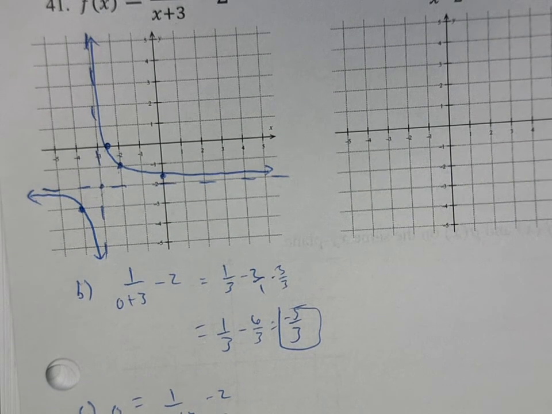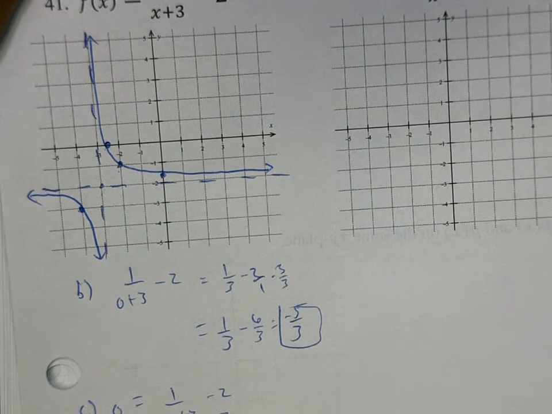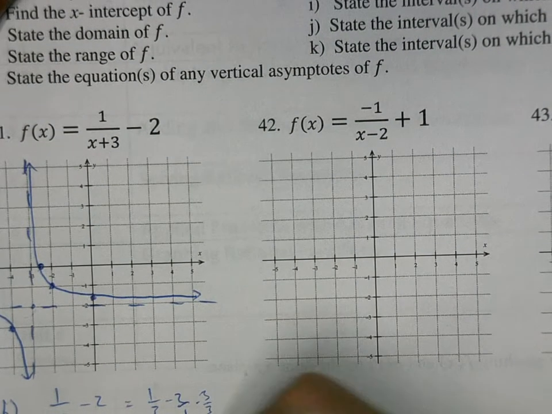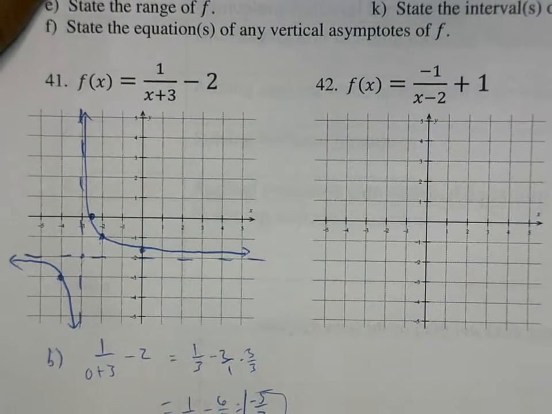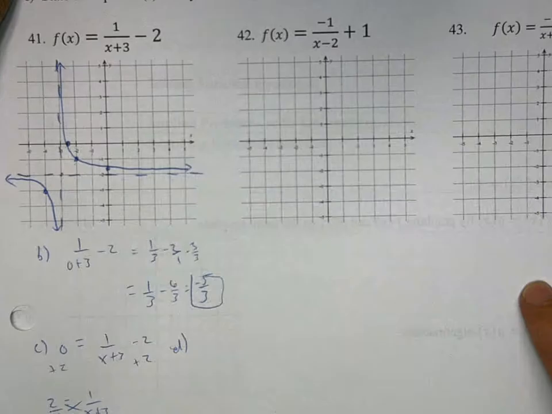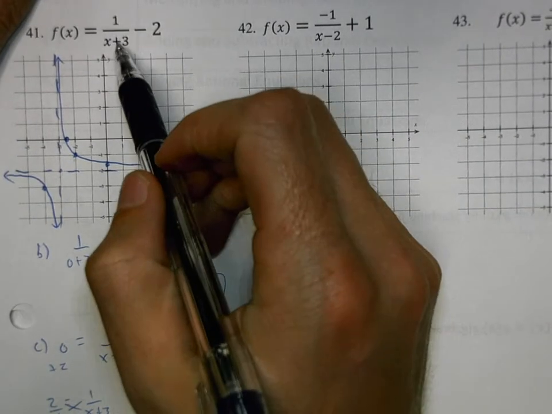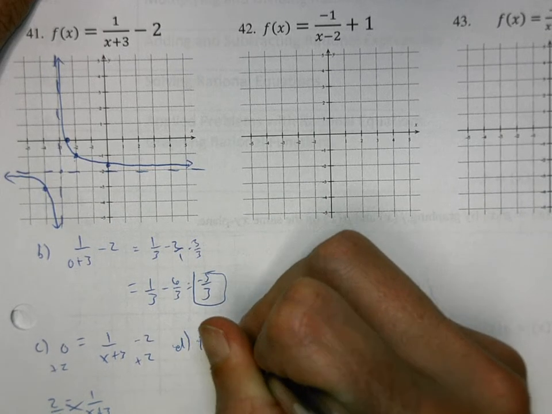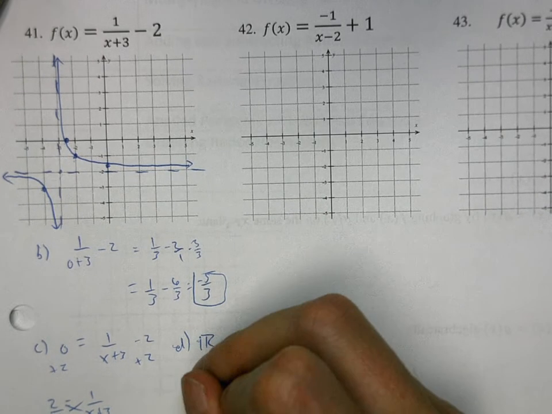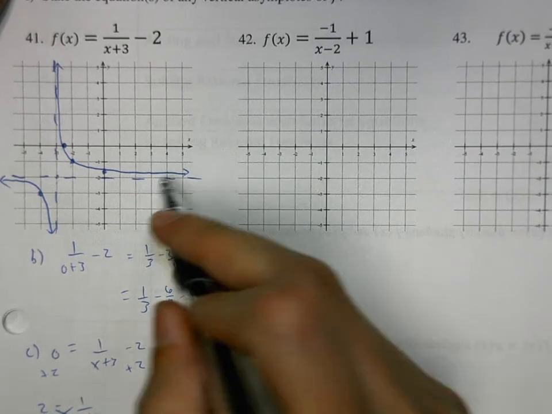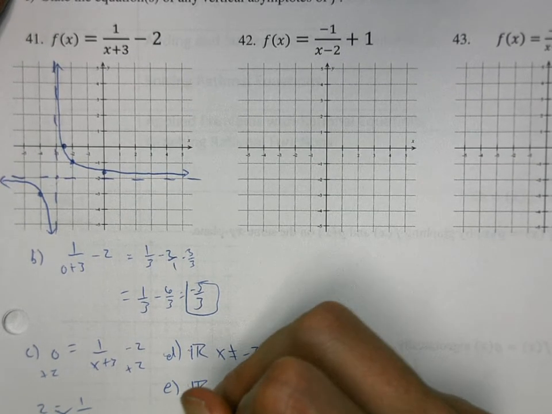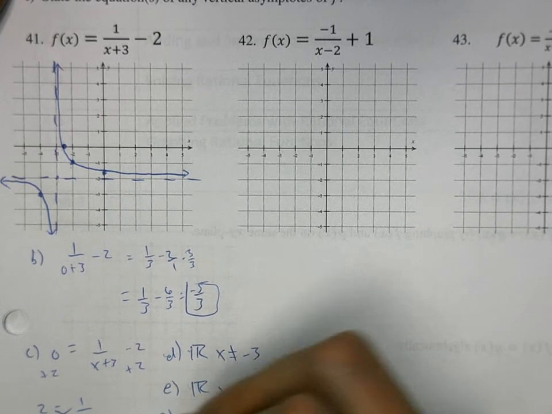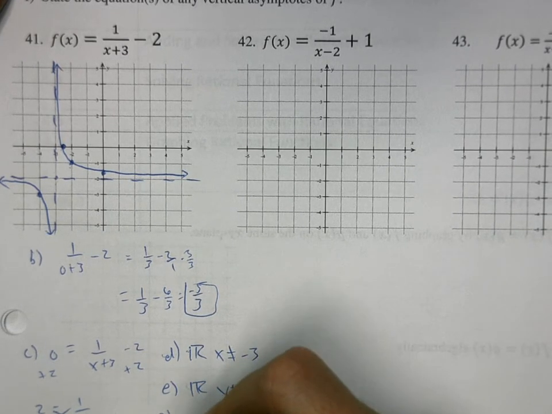Okay, so part D, state the domain. Zoom out for this. The domain, all numbers that you can plug in. So this would be all real numbers, but x cannot be negative 3. For E, our range, that's all numbers except our horizontal asymptote. So y cannot equal negative 2. F, the vertical asymptote, will be x equals negative 3. G, the horizontal asymptote, is y equals negative 2.